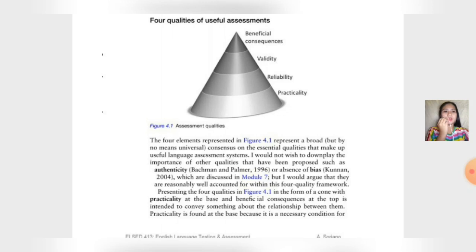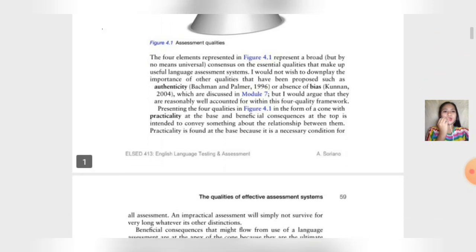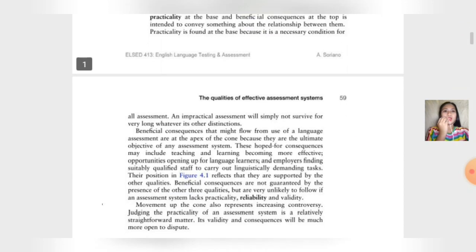Practicality is found at the base because it is a necessary condition for all assessment. An impractical assessment will simply not survive for very long, whatever its other distinctions. Beneficial consequences that might flow from use of a language assessment are at the apex of the cone because they are the ultimate objective of any assessment system.